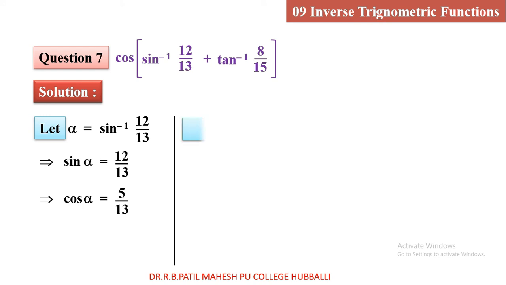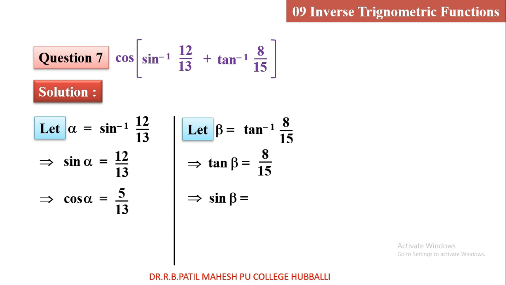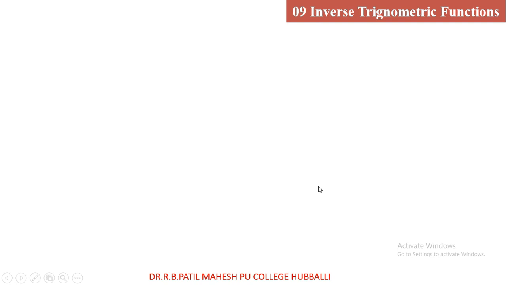Similarly, beta you consider as tan inverse 8 by 15, so that tan beta equals 8 by 15. Again from the Pythagoras theorem and right angle triangle, sin beta can be written as opposite divided by hypotenuse, that will be 8 upon 17. So cos beta you will get as 15 upon 17. After getting sin beta, cos beta, sin alpha and cos alpha, put it in the general form, that is cos of alpha plus beta.